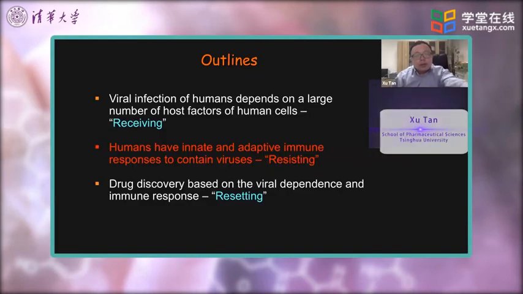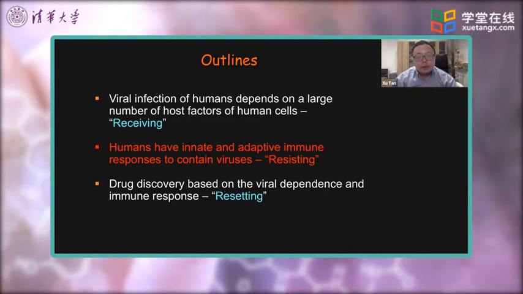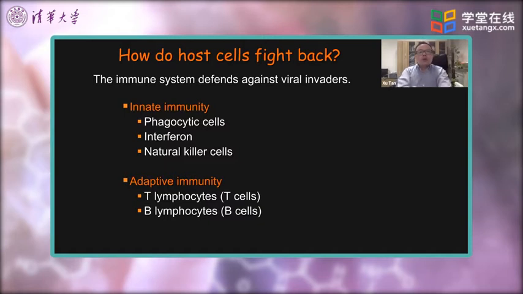So for the second part, I'm going to talk about how the human cells defend against viruses, how the innate and adaptive immune responses try to contain the viruses, which I call the resisting part of the relationship. So how do our cells fight back against the viruses?